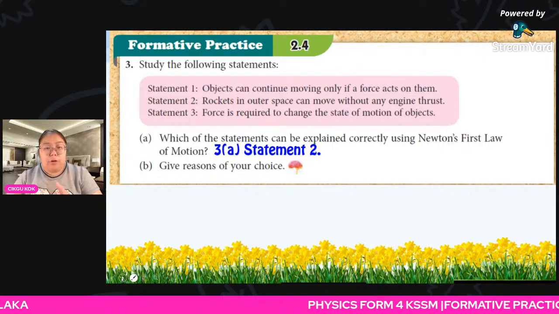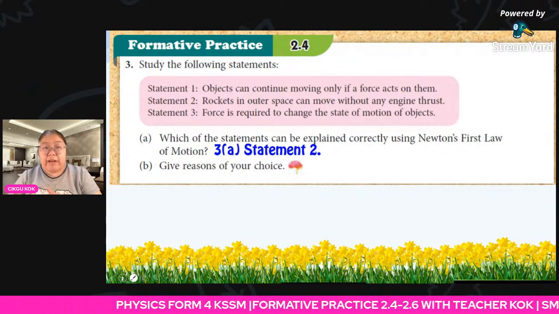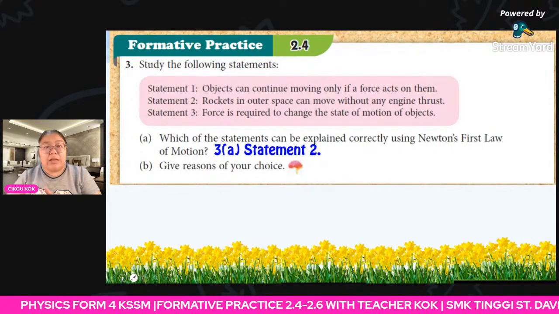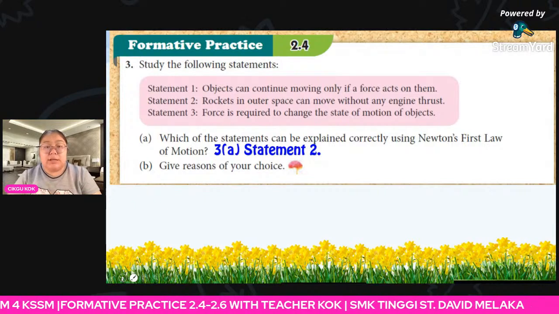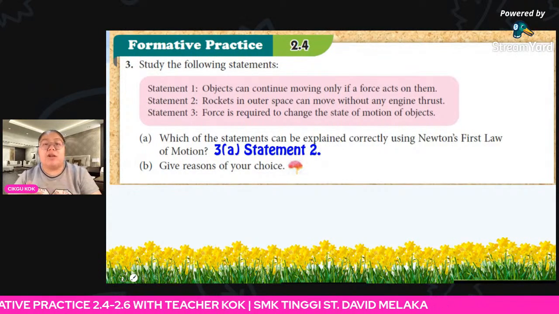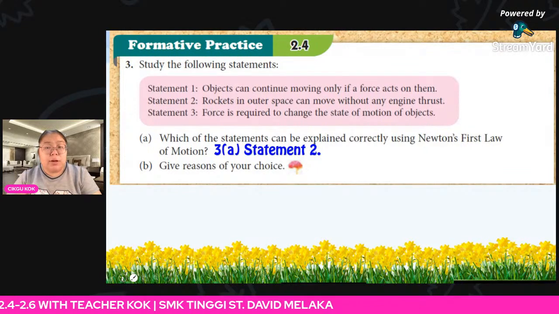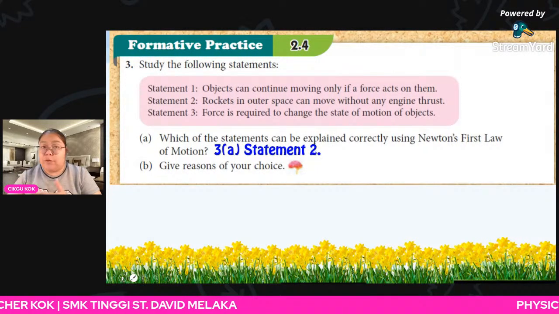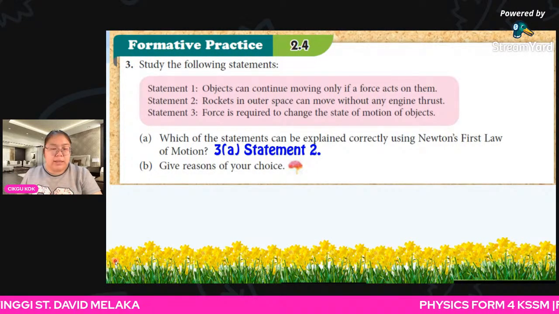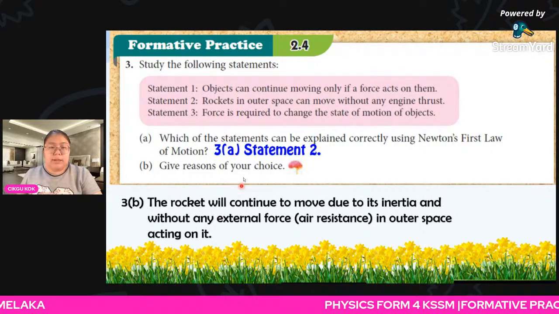For the rocket in outer space, it's important to know that in outer space we don't have any air resistance. That means there is no force resisting the rocket's movement, so the rocket can continue to move. There is no force forcing it. So from here we find that the answer should be A, then we do some explanation.